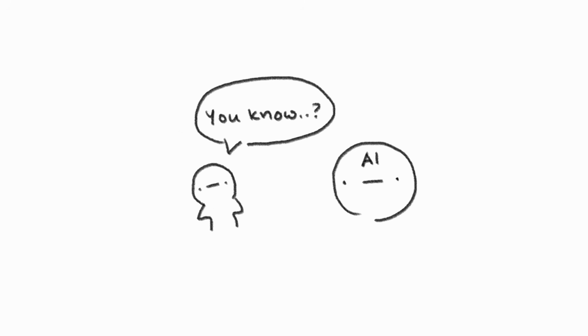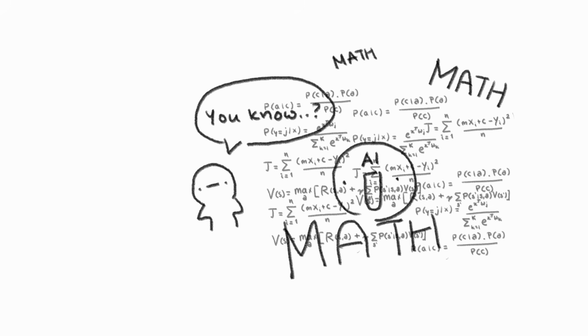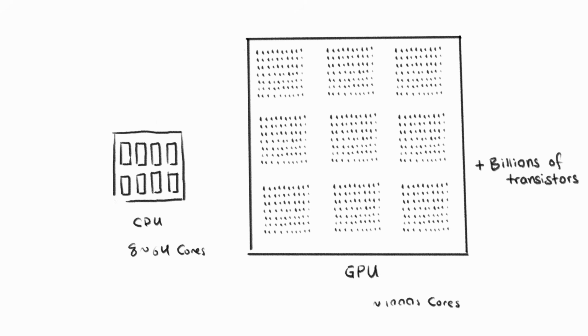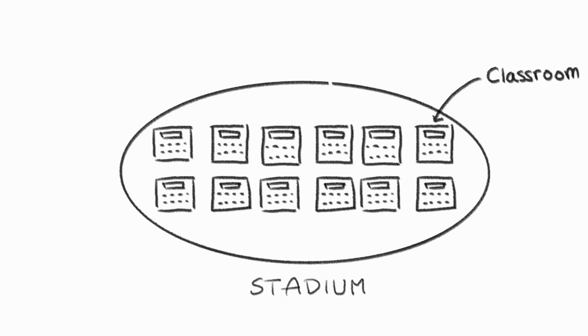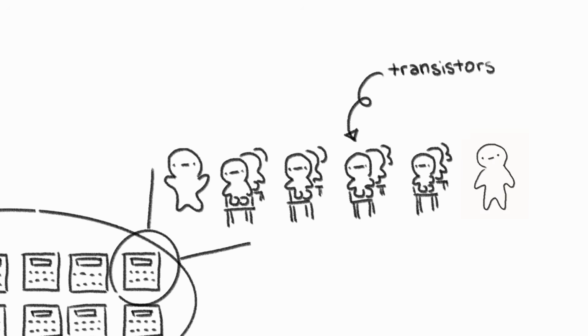Ask an AI a question, and billions of simultaneous math operations start happening. While a CPU has only 8 to 64 cores to work with, a GPU has thousands of cores and billions of transistors in them. Simply put, a GPU is the stadium. Inside the stadium, there are classrooms, and those are the cores. The students are the transistors, and their hands going up and down, they are the binary.